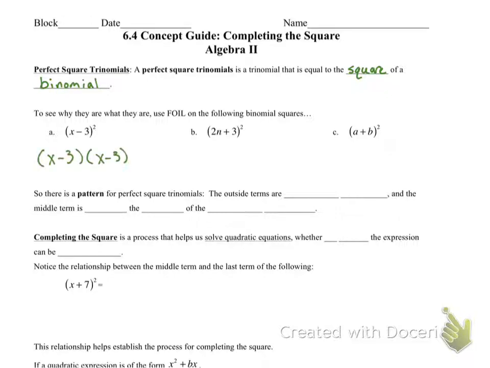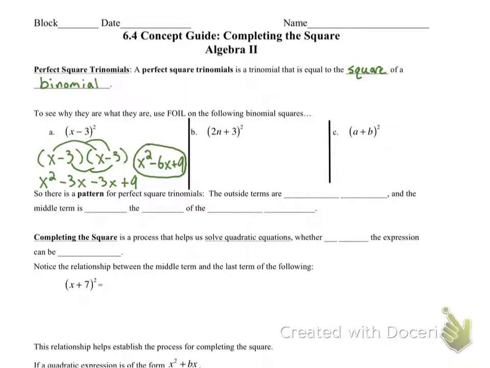To see why they are what they are, use FOIL on the following binomial squares. x minus 3 squared, well, that's the same thing as x minus 3 times x minus 3. You FOIL that out, you get x squared minus 6x plus 9. So that binomial square has a perfect square trinomial that goes with it.